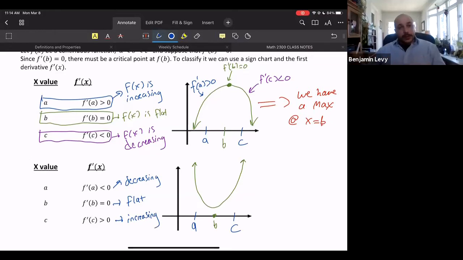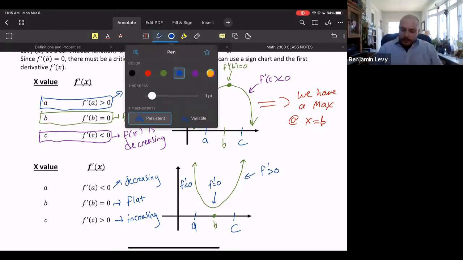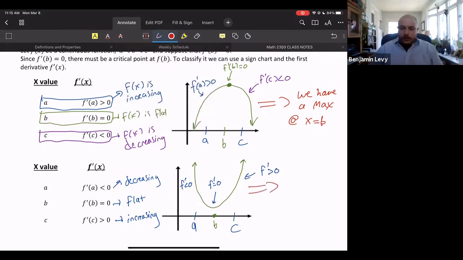putting that together in the picture describes what's going on in the picture to the right. Right, this first piece right here is negative. Right here, the derivative is 0, and right here, the derivative is positive. And so decreasing, flat, increasing, it's got to be a min. So based on this exploration, we would conclude that we have a min at x equals b.